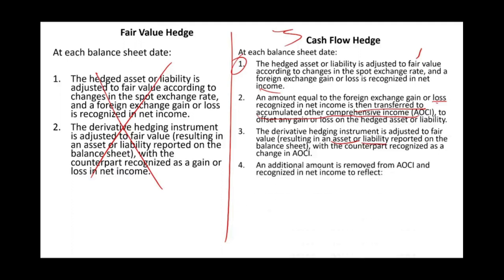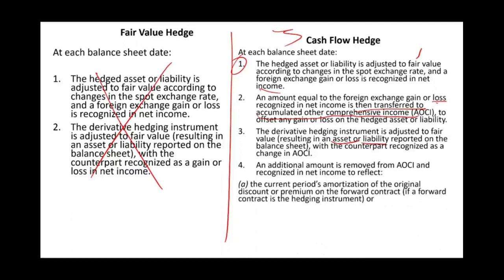And an additional amount is removed from OCI and recognized in net income to reflect two things. The current period amortization of the original discount. So if we have any discount on the forward contract, which we will work with a discount, we'll have to amortize it. Or if we have a premium, we'll amortize the premium. And the change in the time value of the option if the option is a hedging instrument. And also we amortize this part. So the best way to illustrate these concepts is to work an actual example.